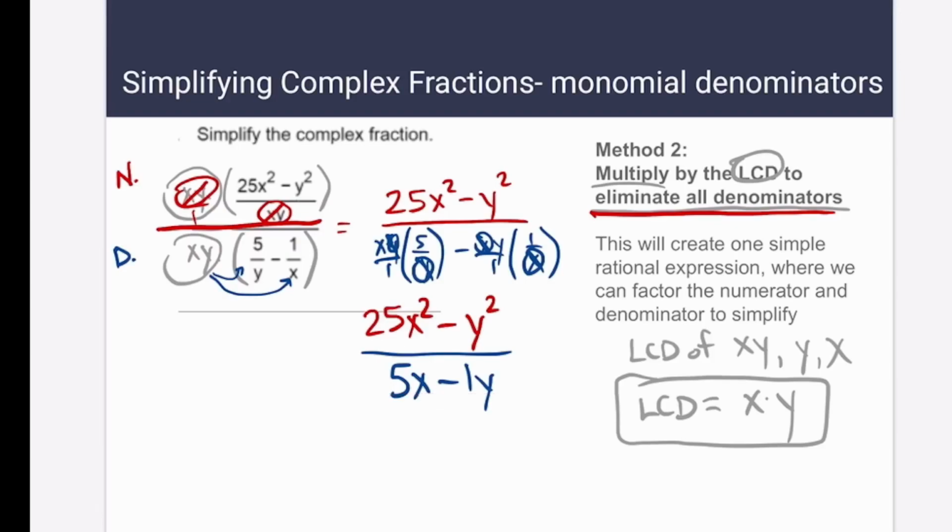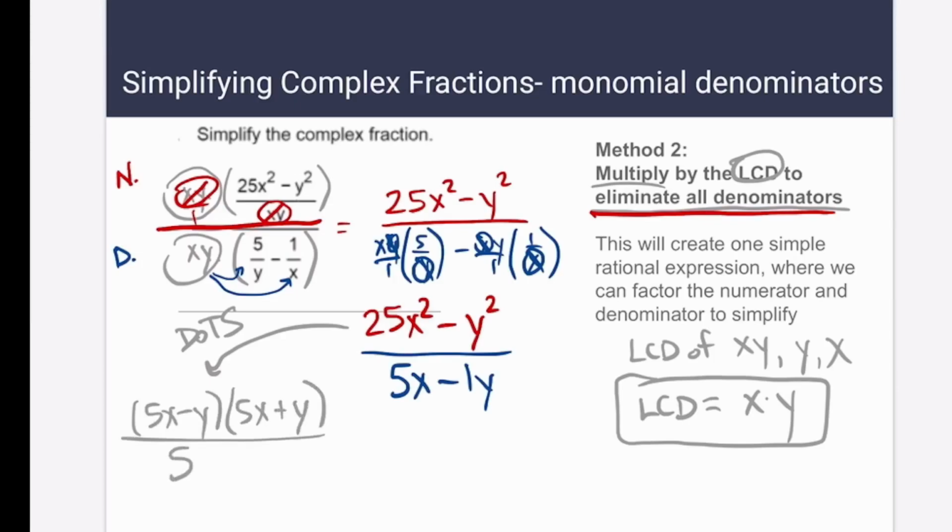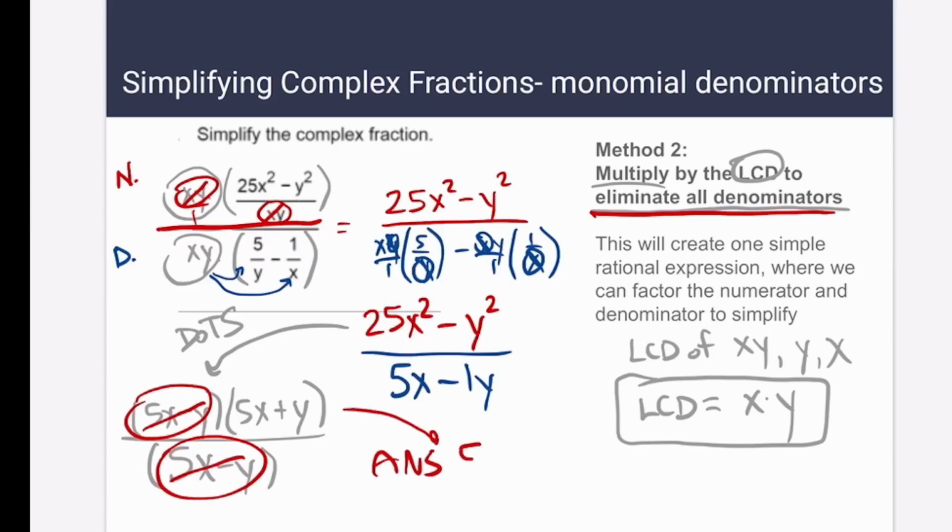If you saw the first part of this video, then you know this numerator is a difference of two squares, which means we could factor that: 5x minus y times 5x plus y. The denominator is also 5x minus y. And now those are the same, so we could divide numerator and denominator by the common term. And we're left with our answer, which is 5x plus y. So identifying the least common denominator and multiplying is going to give you a rational expression, which is going to make things easier going forward as the math gets a little more complicated.